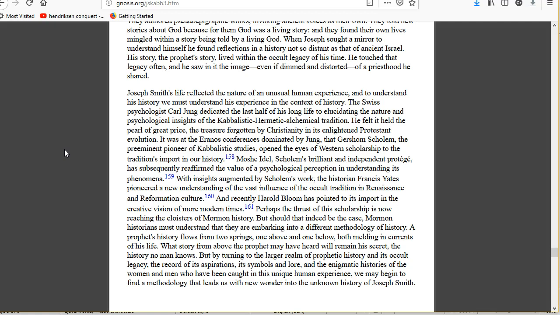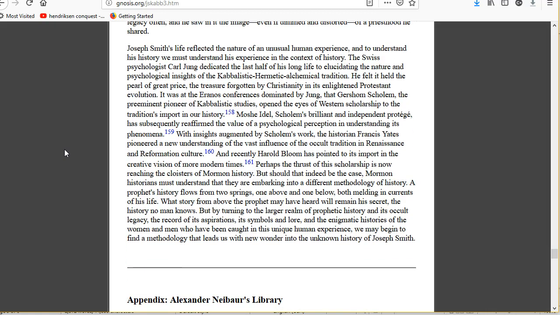He touched that legacy often, and he saw in it the image, even if dimmed and distorted, of a priesthood he shared. Joseph Smith's life reflected the nature of an unusual human experience, and to understand his history, we must understand the experience and the context of history.